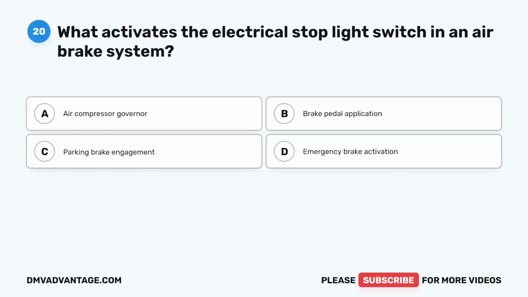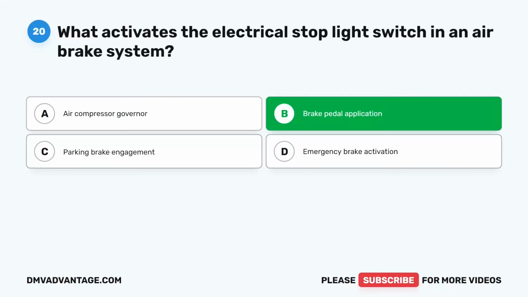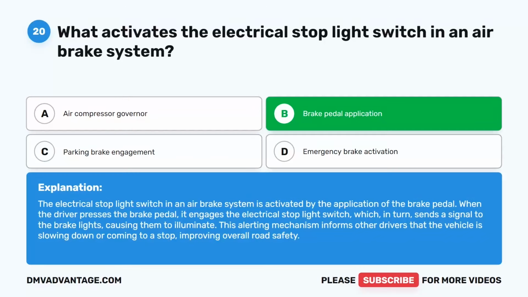Question 20. What activates the electrical stoplight switch in an air brake system? A. Air compressor governor. B. Brake pedal application. C. Parking brake engagement. D. Emergency brake activation. The correct answer is B. Brake pedal application.